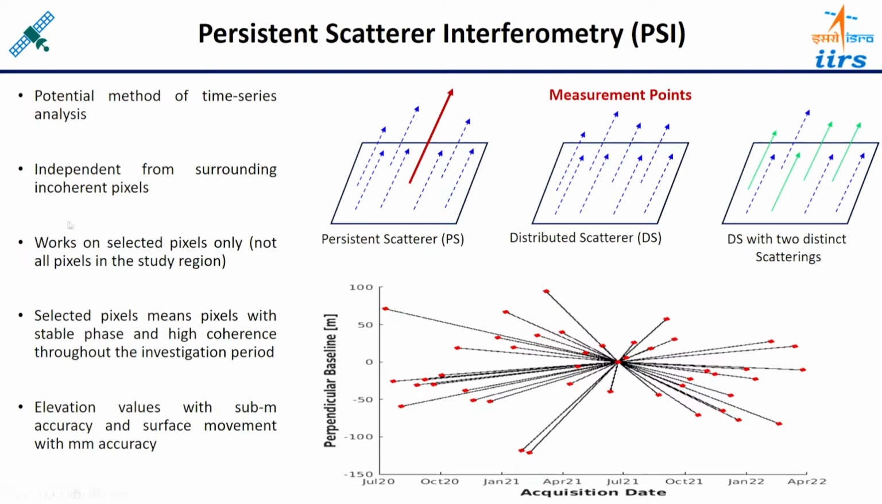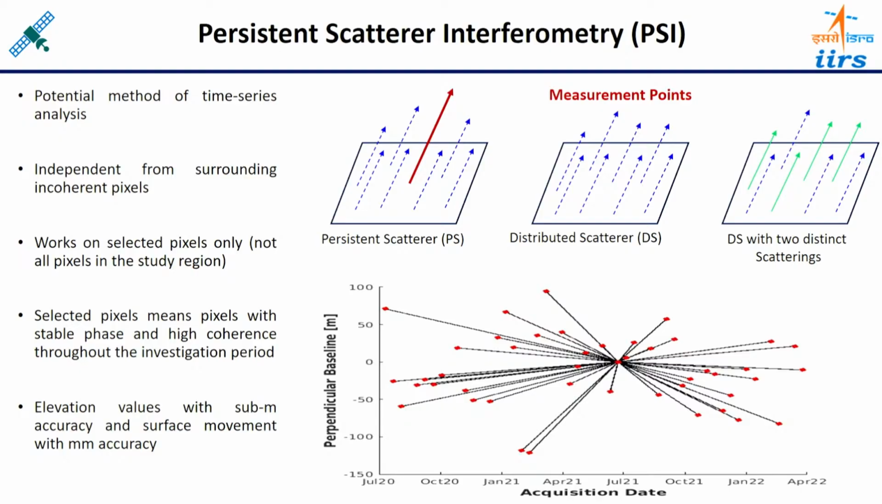Okay, it works on the selected pixels only, not all pixels in the study region. As I mentioned, in the InSAR techniques, the phase difference is calculated over each and every pixel. That's why most of the pixels may be noisy; whatever deformation output you are generating, at most of the pixels the accuracy is bad or not reliable. So in the advanced technique, people started, instead of considering all the pixels, to work only with the selected pixels where the output is very reliable.